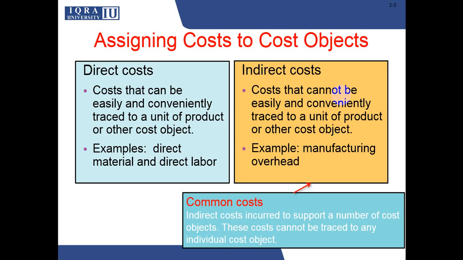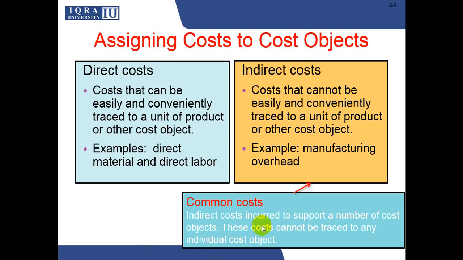Indirect costs are fixed costs, which don't vary significantly with product volume. It's also called fixed cost. Indirect cost cannot be identified easily. When we talk about indirect cost, it is spread over multiple cost objects. That's why it's also called the common cost.